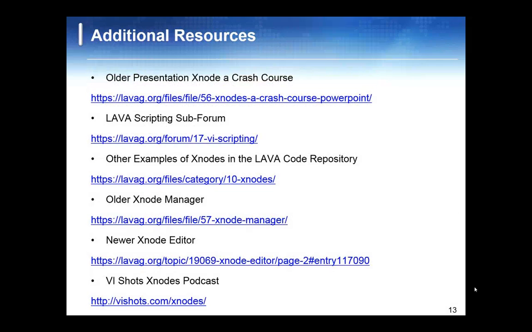And then lastly, here's a whole bunch of other resources that I used. I mentioned here the older XNode manager, the newer XNode editor. Other examples of XNodes on LAVA. There's a fabulous OpenG rewrite that is a little dated, but it's got some cool stuff where OpenG array functions can accept any data type, not just the polymorphic ones it was written for.